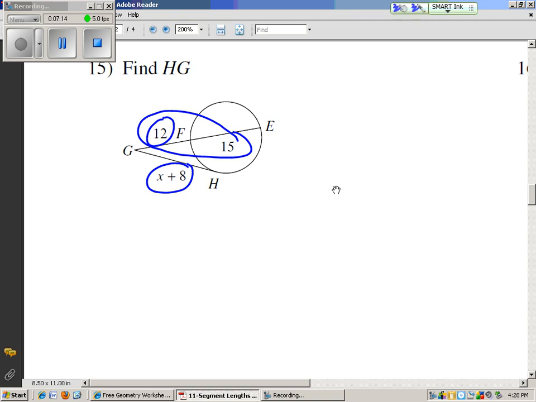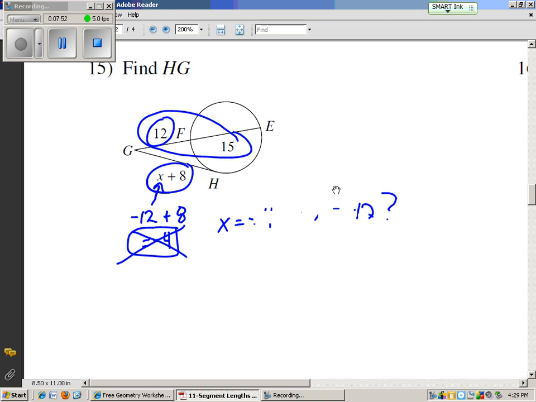You'll get two answers. One will probably be positive, one will probably be negative, just guessing. So if you had something like x equals positive 4 or x equals negative 12, I'm just guessing. This is a total guess. But if I had those, which ones would work? Well, I could plug in a positive 4 here, and I get a positive number as the outcome. If I plug in a negative 12, then negative 12 plus 8 would equal negative 4, and that is not going to work because we cannot have a negative overall length of GH.